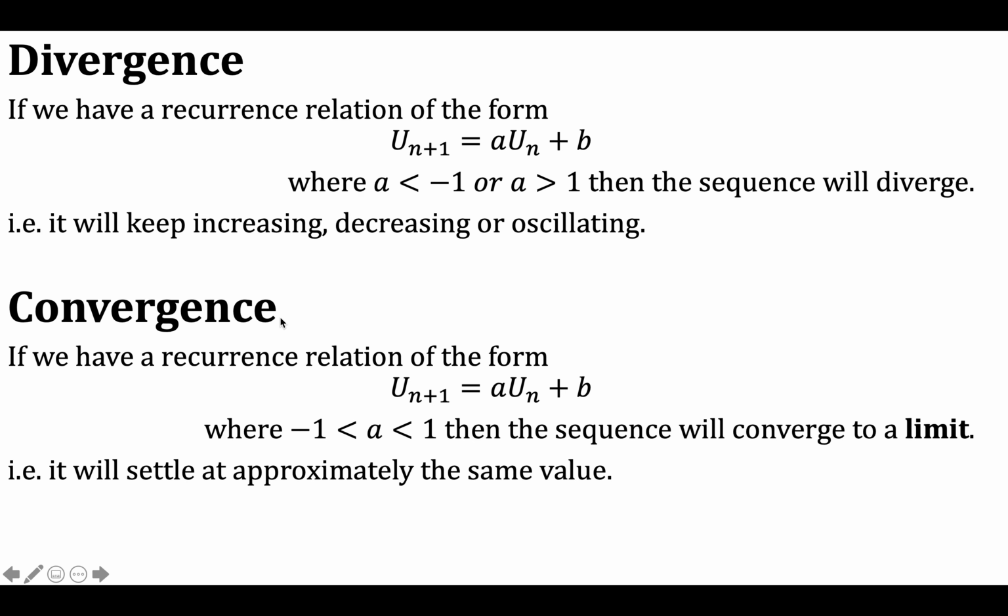If we have convergence, so if we have a recurrence relation of the form un+1 = aun + b, where a lies between -1 and 1, so remember we talked about that being a decimal between -1 and 1, then the sequence will converge to a limit. And in the graph, that was when it appeared to go into a straight line, because it settles at approximately the same value. So the more terms we calculate, as n tends to infinity, the sequence will converge to a limit as long as a lies between -1 and 1.